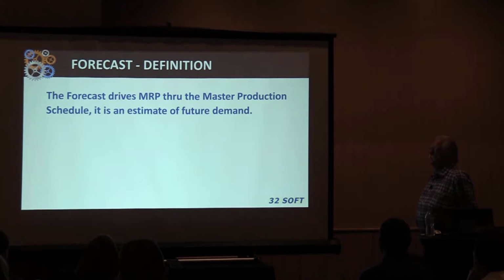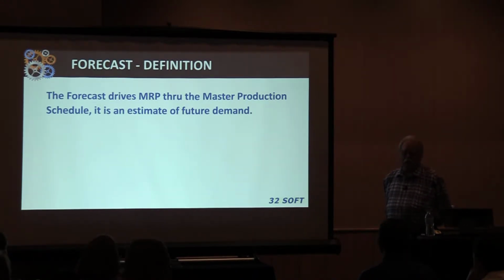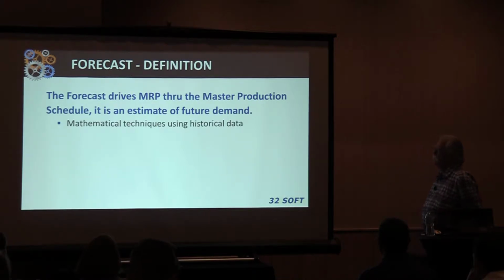So first of all, we need to forecast. So forecast drives MRP through the master production schedule. Now, I'm not going to spend a whole lot of time discussing the master production schedule. It's basically the anticipated realistic build plan. So in order to determine what that master production schedule is, first of all, we need to forecast independent demand, and we can use mathematical techniques using historical data.